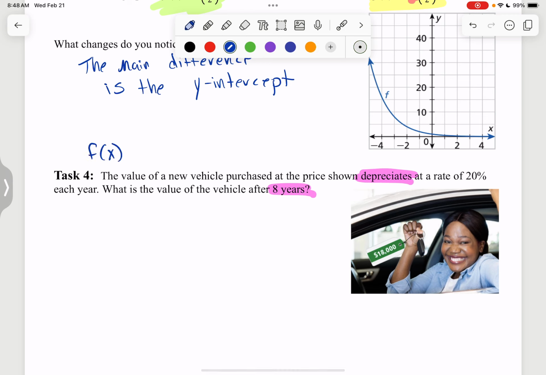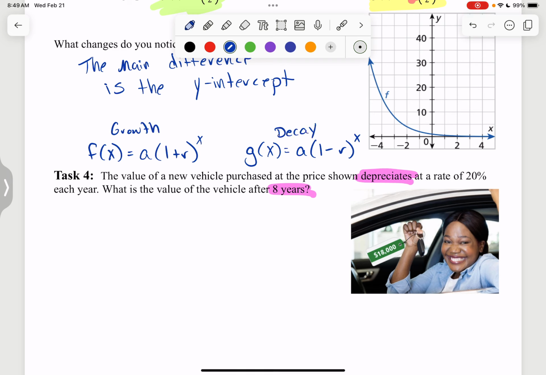F of x equals a(1 + r)^x, right? Or to the t, or whatever variable we use there. I used f of x here, so we'll stick with f of x. Except when it was growth, we had an addition in here because it's getting bigger. For a decay model, it's the exact same except it's 1 minus r because we're losing value. So this was our growth function. Our decay one looks similar except it's a minus now because it's depreciating.